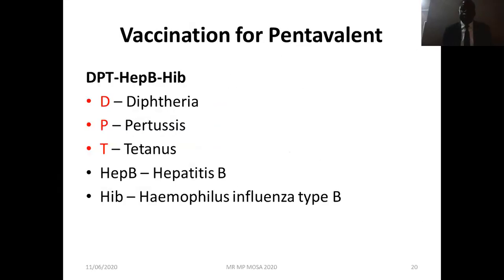Vaccination for pentavalent, that is the DPT-HepB-Hib. So D stands for diphtheria, P stands for pertussis, and T stands for tetanus. Hep B stands for hepatitis B, then Hib means Haemophilus influenzae type B. We need to pay attention to this because there are questions which normally come and you're expected to answer these questions.